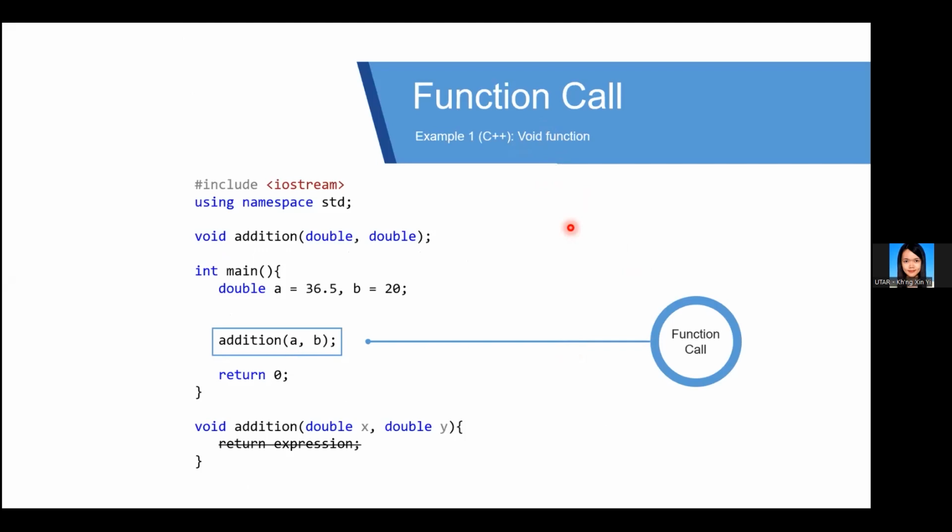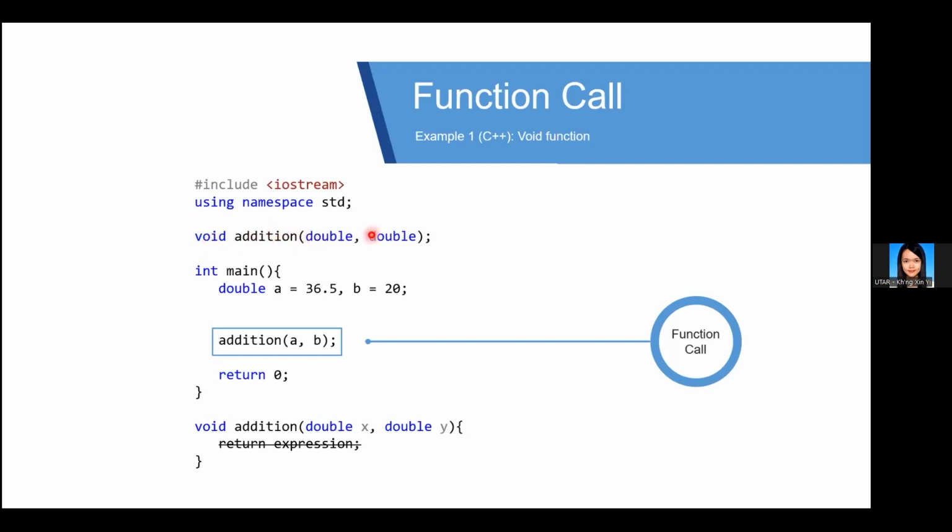So I will provide you two examples here: how can we call the function in a void function, and how can we call the function in a value returning function. So we look at the first example, the void function, which means that the function won't return anything. If you look at the function declaration that we have here, the return type is void, so the function won't return anything. The function name is addition.